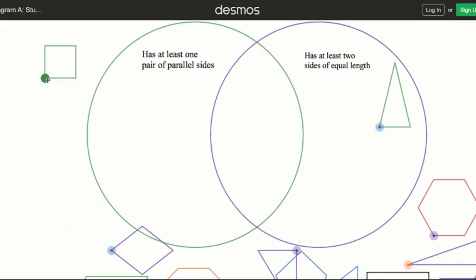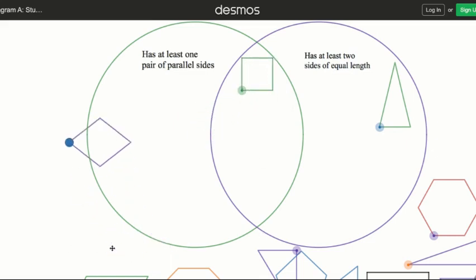Now the next one, we've got this shape is a square. So it says has at least one pair of parallel sides. It has one set here on the top and the bottom, but it also has another set on the left and the right. So at least one pair says one or more. So this definitely has one or more. So it will for sure go here, but let's see, does it have at least 2 sides of equal length? It also has 2 sides of equal length. It has more actually. So we're going to put it in the middle.